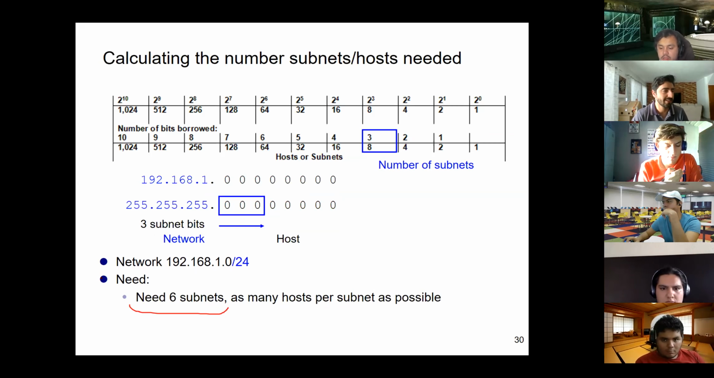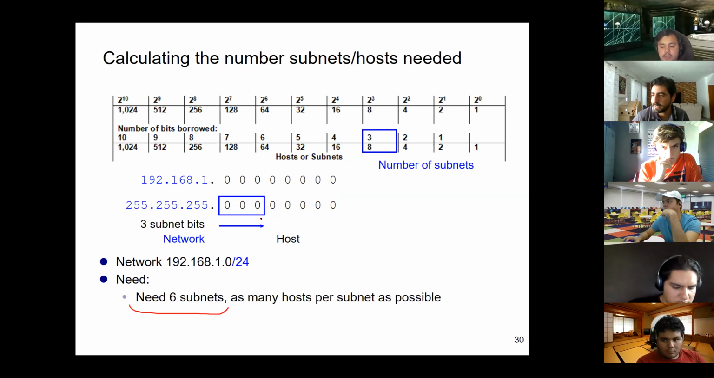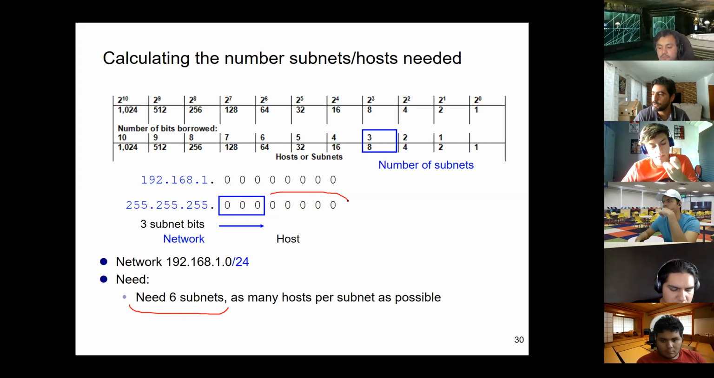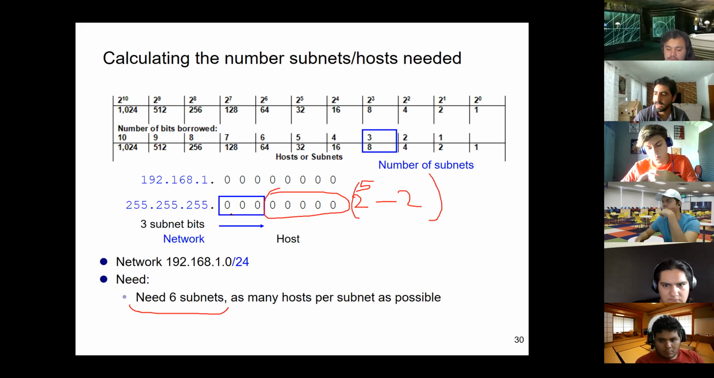I said 6 baskets. So you say, okay, this 6 means I need 3 bits here, because 2 to the power of 3 means 8. So you get these 3 bits here. So the remaining would be for your host. So you have now 2 to the power of 5 minus 2 as the number of hosts. And this is your number of subnets.